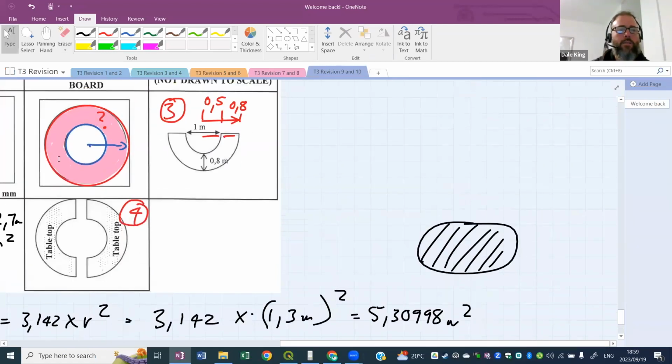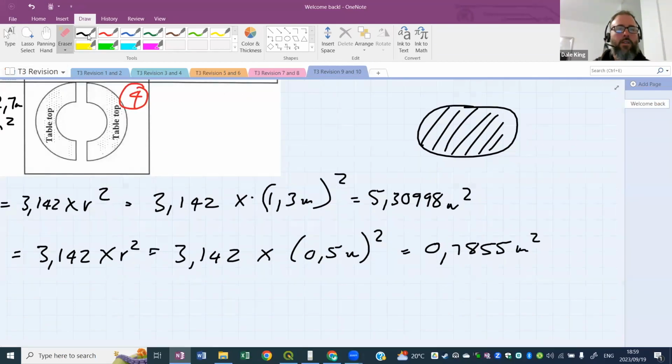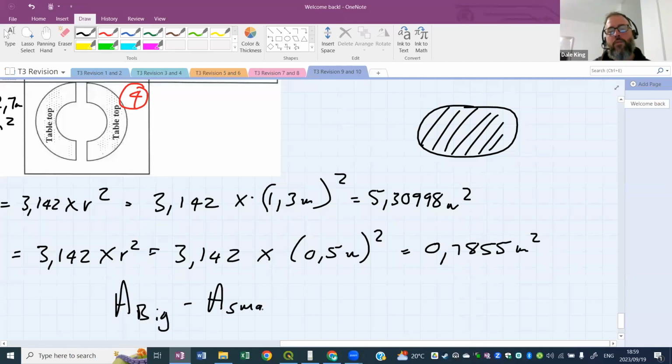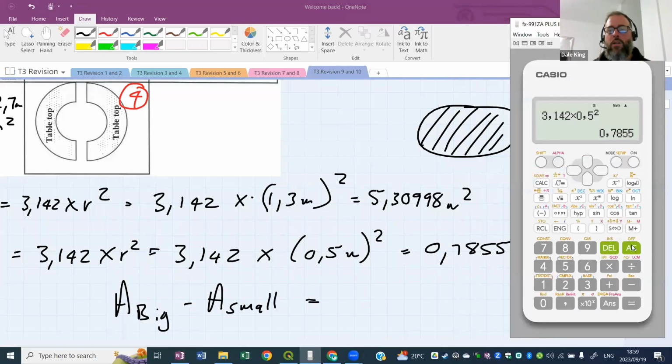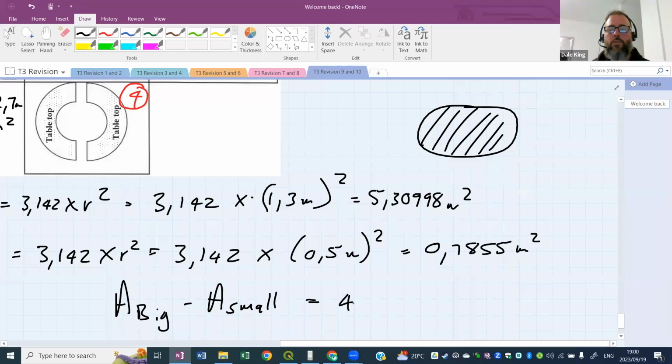You happy with that? Yeah, so you're going to minus the small circle from the big circle. So the area of the big one minus the area of the small one. Stay with me, guys. Okay. So I'm just going to write the answer here now. I'm not going to write the whole thing out because we're running out of time. So 5.30998 minus 0.7855. Okay, so 4.52448. I'm keeping decimals, guys, until the end.